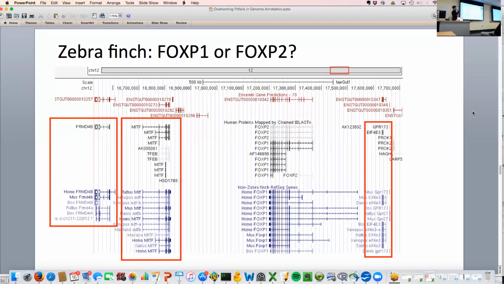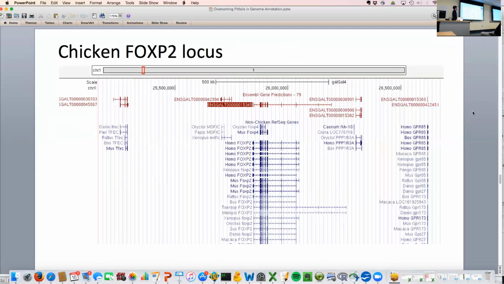And everybody loves FOXP2. So let's say we're going to look at chicken now. This was zebrafinch. So let's say we're going to look at chicken FOXP2. So you can see here, the neighbors don't match. Here we've got TFEC, MITF, some kind of locus, and a GPR, but with a different number. So here, the local gene order does not match. And so if this were the gene, it would mean that there was a chromosomal breakpoint right here and right here. And that's highly unlikely. Or it could be a duplicate, which is a complicated situation.